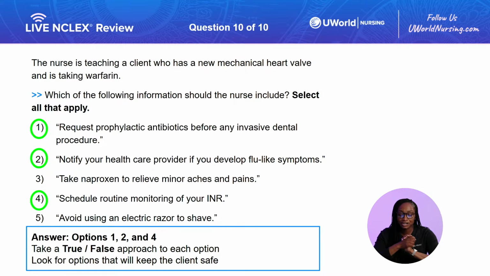Option 3 is incorrect because we actually don't give NSAIDs with warfarin. Those are contraindicated with warfarin. And then option 5, that was a little tricky because we don't want to avoid using an electric razor. We actually encourage them to use an electric razor because that is safer. So we want them to use that electric razor.